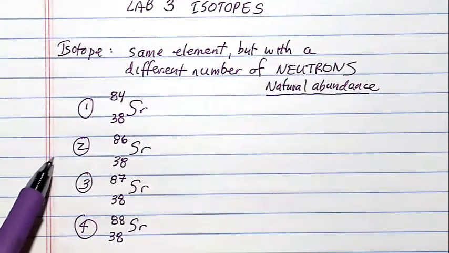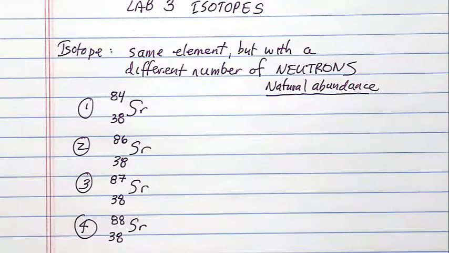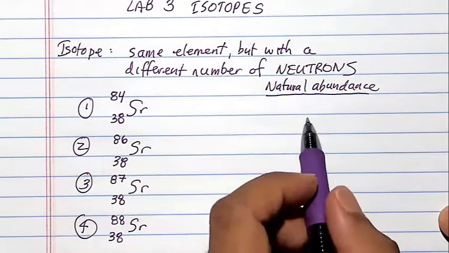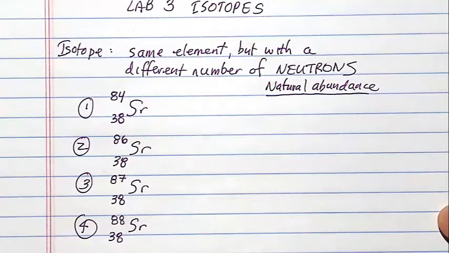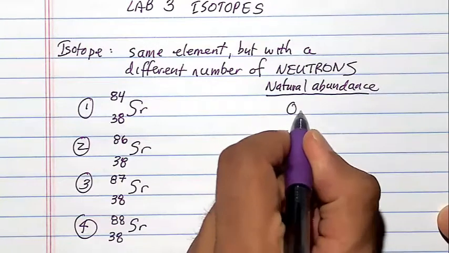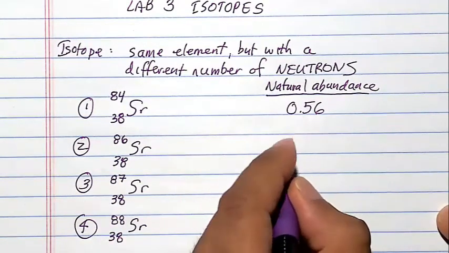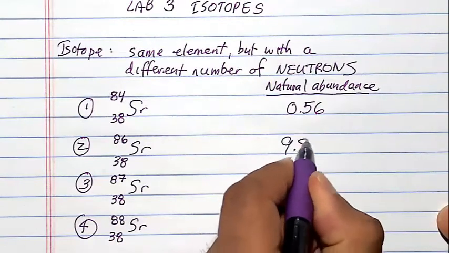So the natural abundance is how much of that particular element or that particular isotope of that element exists in nature. So this is a table that you can just look up. We don't really calculate these. The natural abundance for a particular element is given to us. And so the natural abundance of the strontium-84 isotope is going to be 0.56. The natural abundance of the 86 isotope of strontium is 9.86.